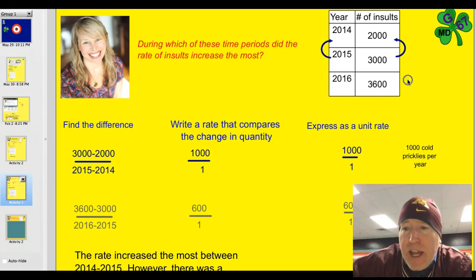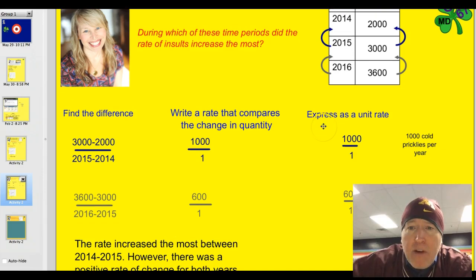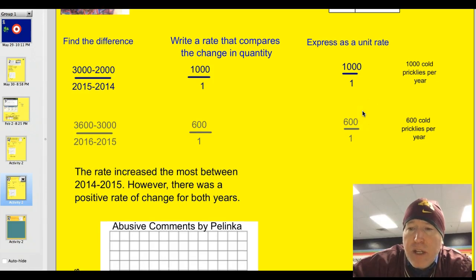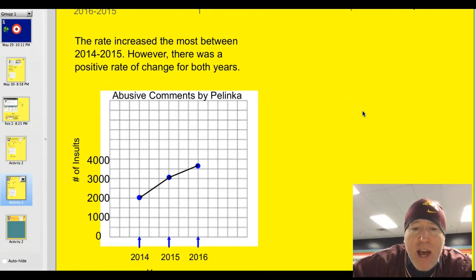Now, if you take a look at the next one, because we have to compare them from 2015 to 2016, that's 1 year, of course, and there was only 600 insults that year. So 600 cold pricklies that year. So it looks like the rate increased the most between 2014 and 2015. However, there was a positive rate of change. So 1,000 in 1 year, 600 in the other. So there's where we got our average last slide of 800 insults per year. So we can graph that as well. And you can see this was where the rate was the highest rate. It's steeper. And then it tended to tail off just a little bit here.